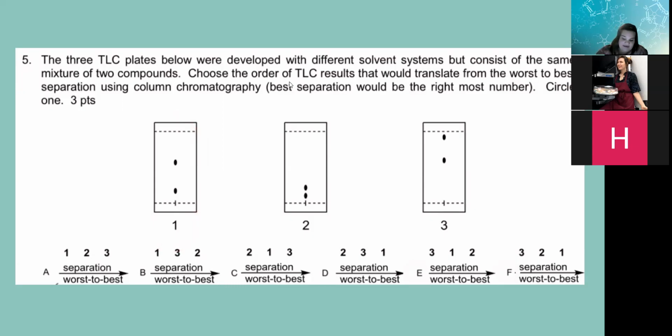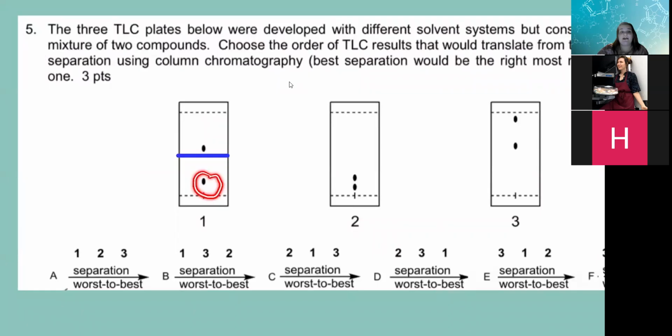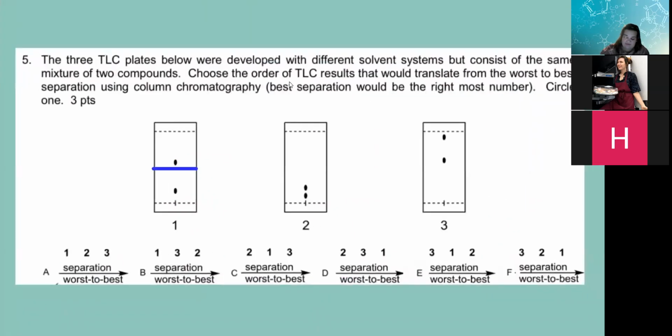If we were to divide this TLC plate in half, it would look something like that. So the fact that one spot is below half of the plate and one spot is above it, one will most definitely give us the best separation.